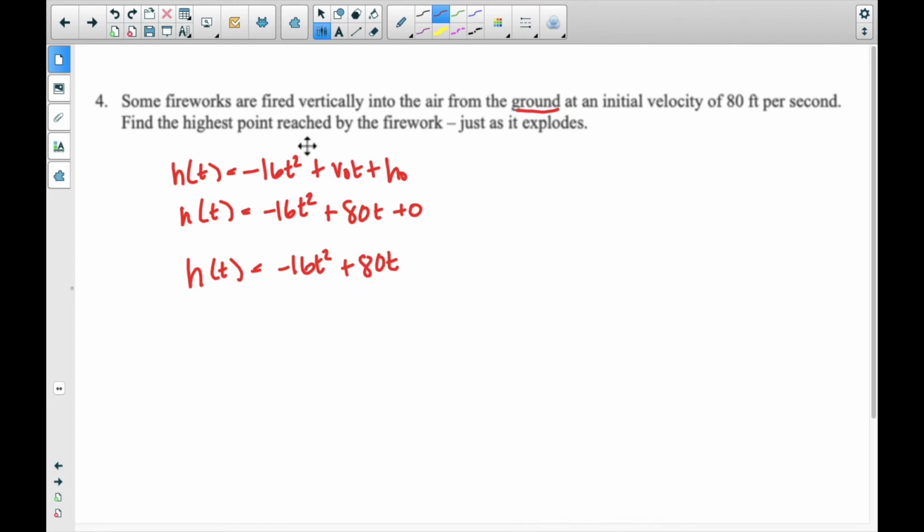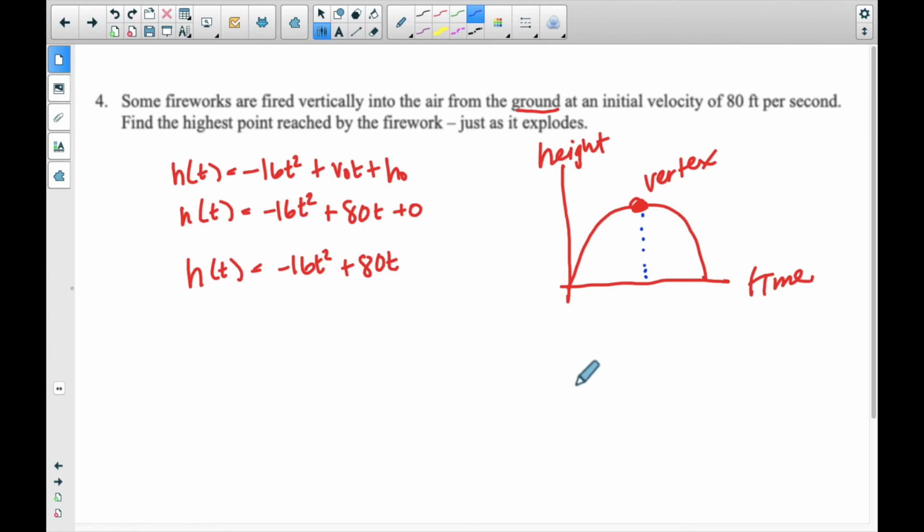The highest point reached by the firework. Once again, I just think it's going to make sense if you draw the diagram. Okay, the highest point reached by the firework is here. That's the vertex. We need to find the vertex. How do we find the vertex with a quadratic? Well, the first thing is we do negative b over 2a. And so when I do negative b over 2a, I get an answer of 2.5.